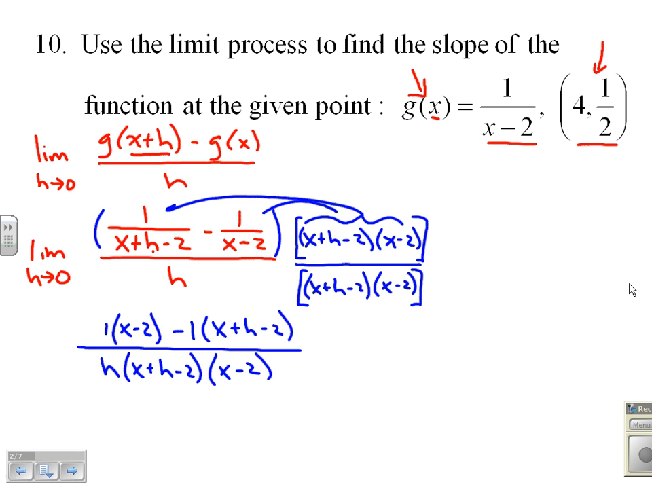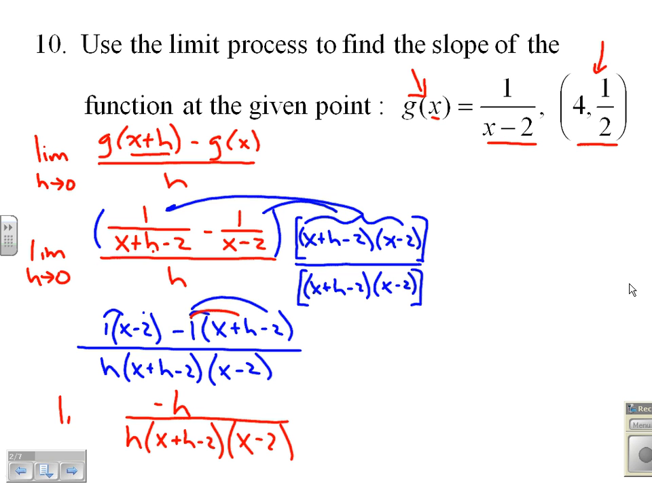Okay, my next step should be really revealing. If you do the next step right on definition of derivative or finding slope formulas, everything in the numerator that does not have an h in it should cancel. For instance, I get an x, but I subtract an x. I've got a minus 2, but later I'm going to add a 2. All I really end up with in the next step is this term, negative h over h times x plus h minus 2 times x minus 2.